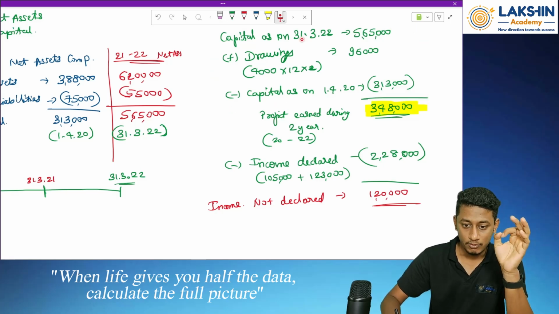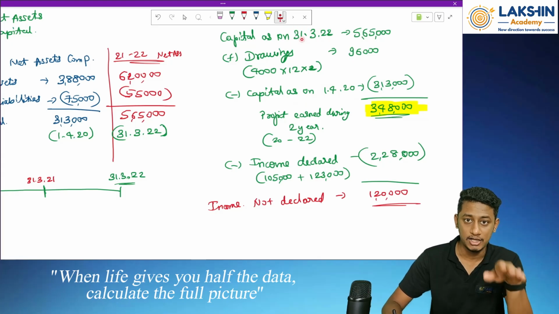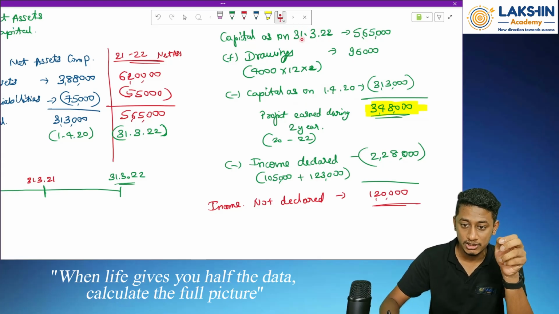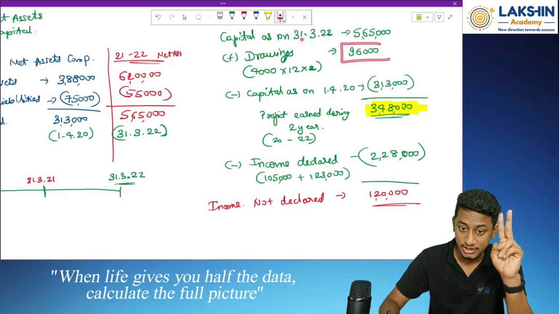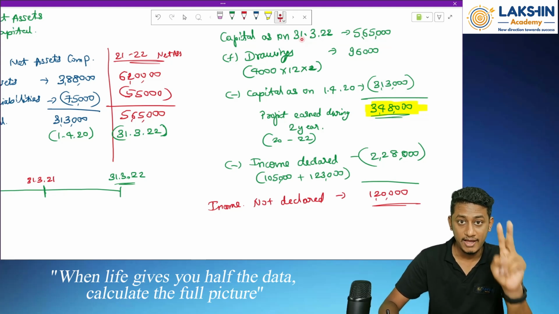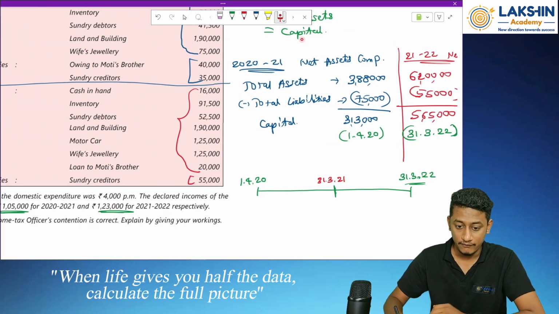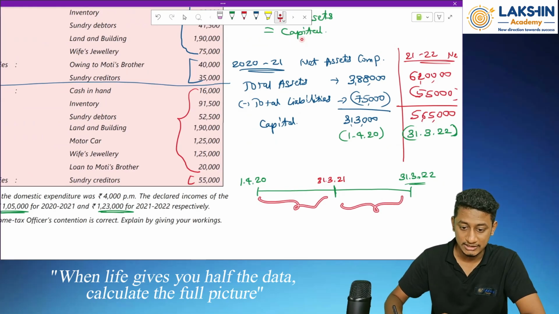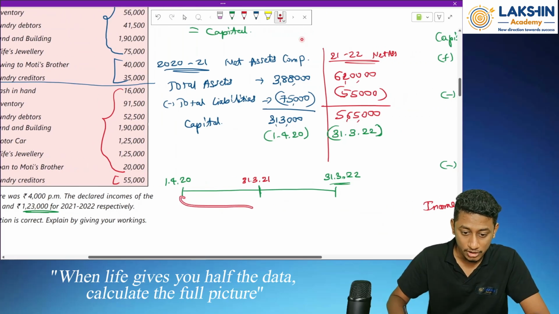Remember this, whatever the balance on 1/4/2020 is given to me, that I have treated as the opening capital, and on 31/3/2022 what is given to me is treated as the closing capital. Using that logic, I have found out the profit for 2 years, not for a single year. Similarly, I have used the drawings also for 2 years. So everywhere I have used the 2-year term as a single year term. I have shown you in the table just now that for these two separate years, I have assumed it to be a single year and found out the profits for 2 years combined.